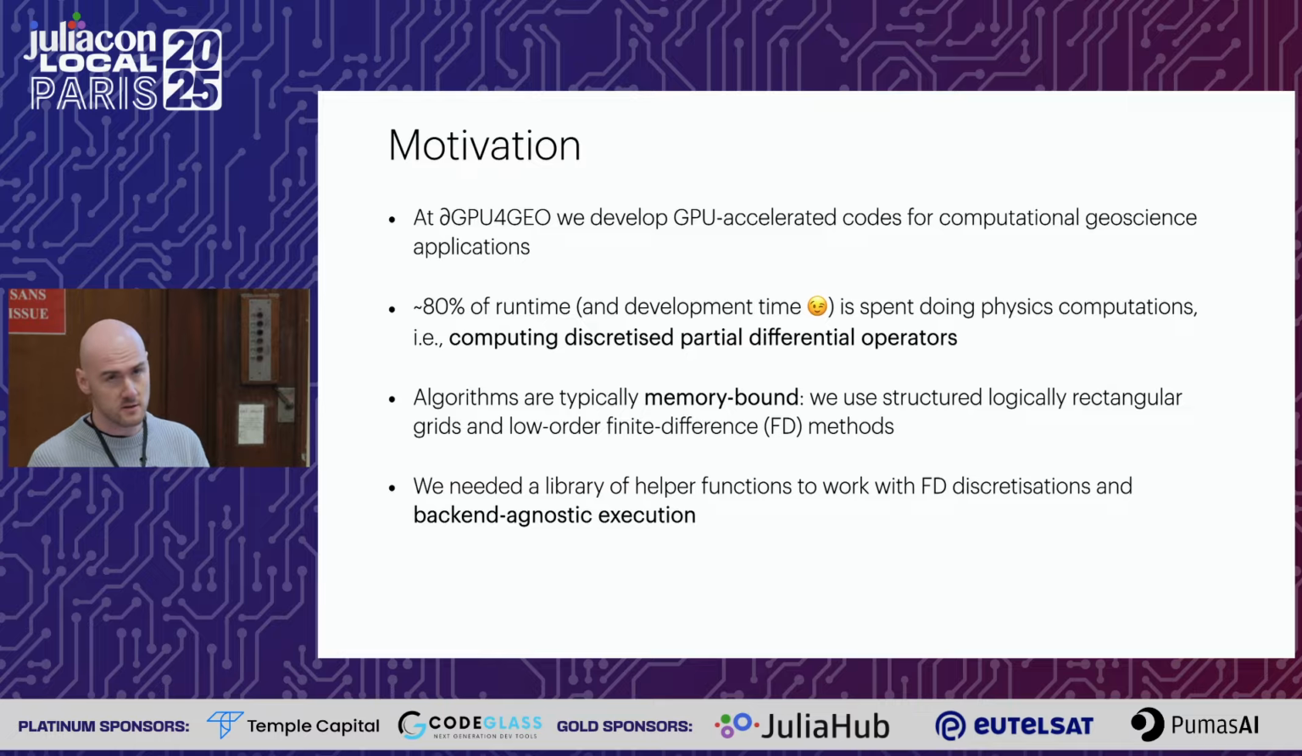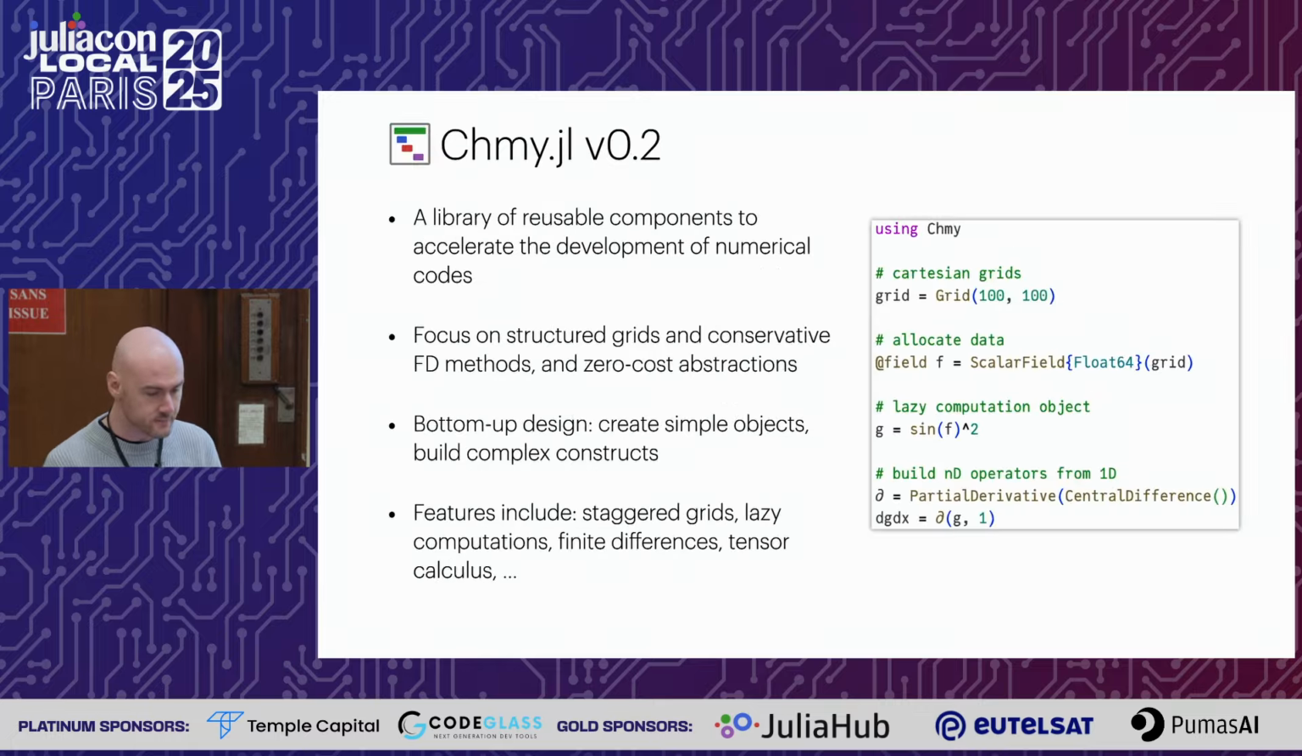On top of that, because we target extreme scale, we use much simpler algorithms, sometimes matrix-based, etc. Algorithms are memory-bound. And to deal with that, we use structured logically rectangular grids and mostly low-order finite-difference methods, as opposed to, for example, discontinuous Galerkin high-order methods. And we needed a library of helper functions to work with these discretizations and execution, etc.